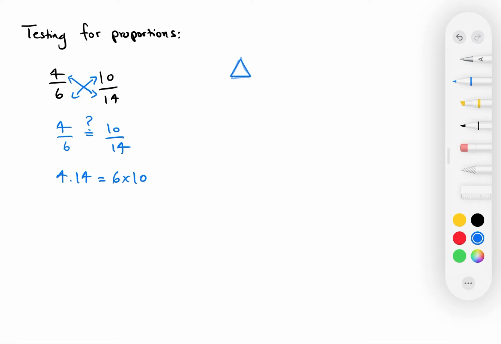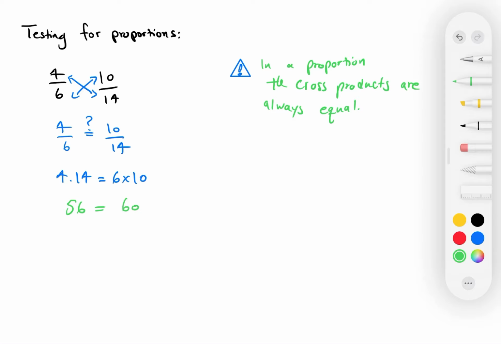In fact, that's a tip that you can use for solving these proportions. In a proportion, the cross products are always the same, always equal, right? And if they're not equal, then the ratios do not form a proportion. So 4 times 14 is obviously going to be 56, and 6 times 10 is 60. As you can see, they're not equal. So these two fractions or ratios do not form a proportion. That's it. It's pretty simple.